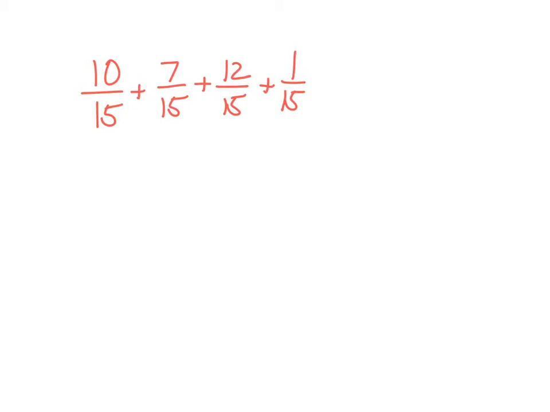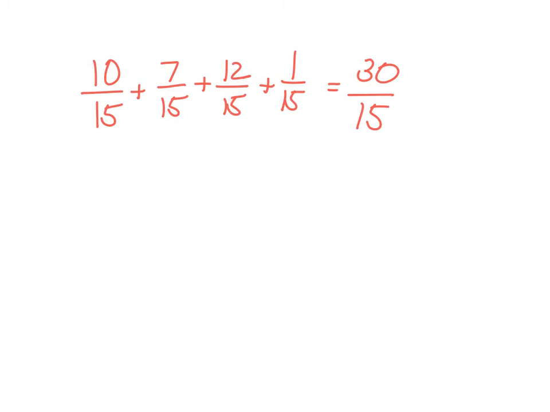Now we have 10/15 plus 7/15 plus 12/15 plus 1/15. And what we're going to do is we are going to add all these fractions up and see what we're going to get. So we get 10/15 plus 7/15 gives us 17/15 plus the 12/15, which give us 29/15, plus the 1/15, which would give us 30/15.